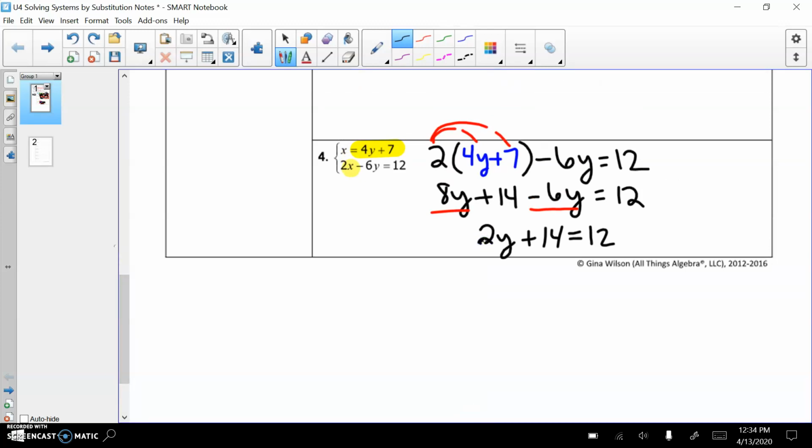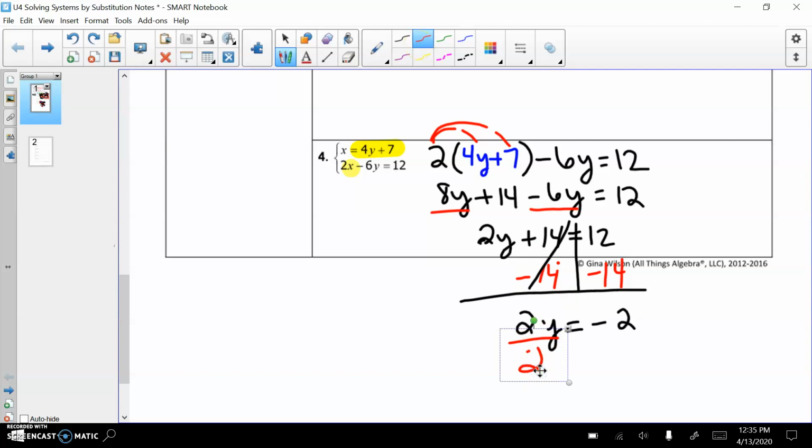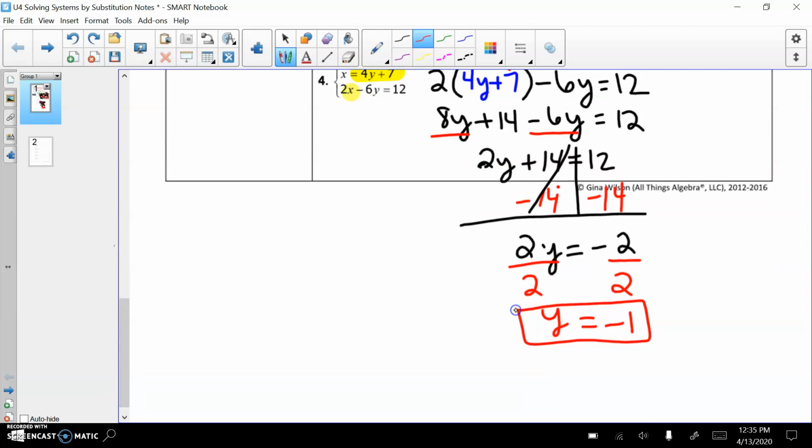Okay, so now you're down to a two-step equation. So move your friends. In this case, we've got to move that positive 14. The opposite of a positive 14 is a -14. So then I'm left with 2y equals 12 minus 14, which is going to be -2 here. And then you want to divide by the 2 because it is being multiplied. So we've got to move our family here. Divide by 2, divide by 2. So y equals -2 divided by 2, which gives you -1. Okay, so that is one of my answers.